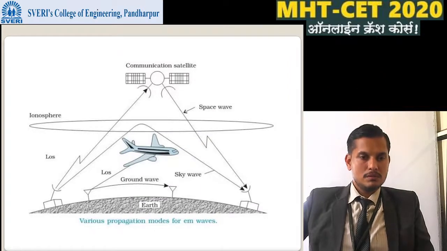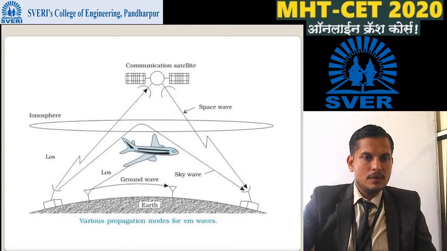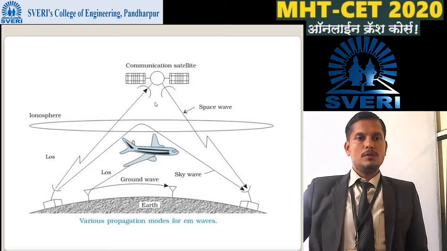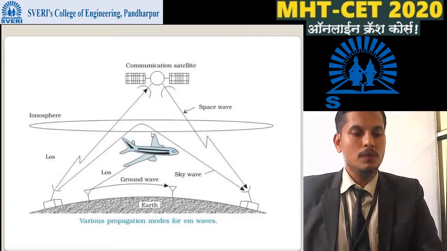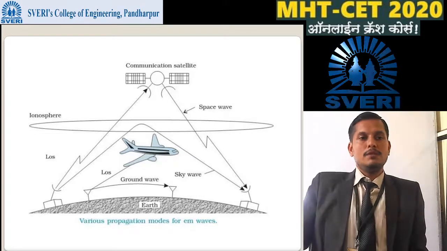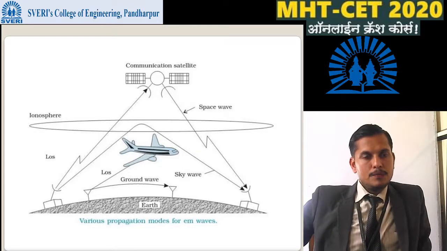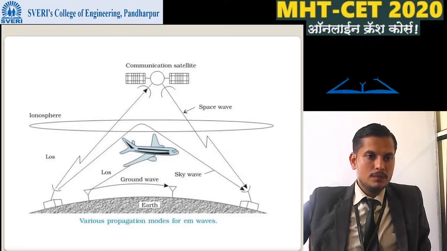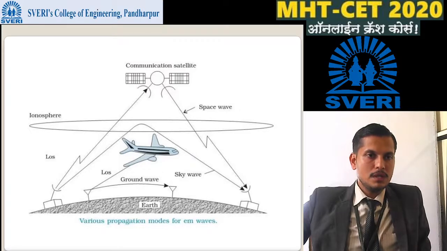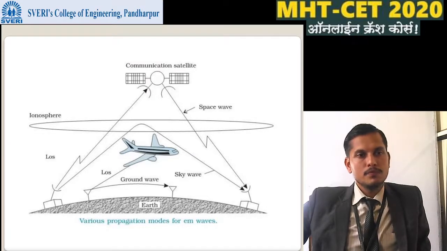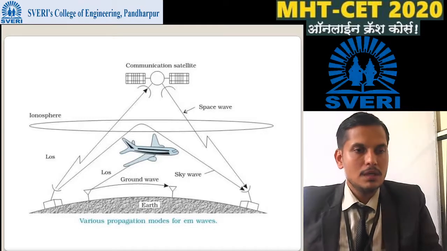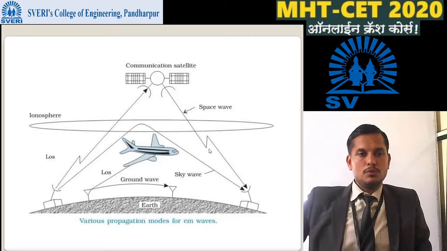In another figure we consider ground waves, sky waves, the ionosphere and space waves. For communication satellites we use high frequency wavelengths, sending the signal from one point to another. If you observe, the ground waves are shown near the Earth's surface, and the high frequencies used for the communication satellite are called space waves, and these are called ground waves. So let us move to the next one.